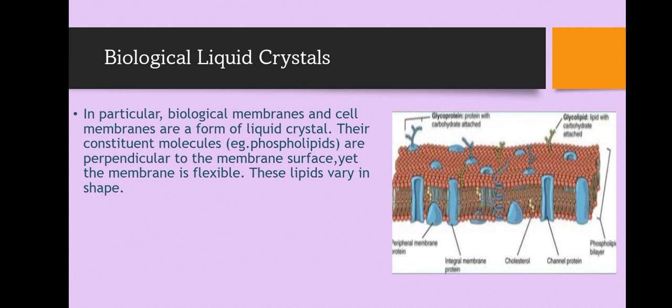Then there are biological liquid crystals. An example is phospholipids. In particular, biological membranes and cell membranes are a form of liquid crystals. Their constituent molecules, the phospholipids, are perpendicular to the membrane surface, yet the membrane is flexible, and these lipids vary in nature. They are biological liquid crystals.